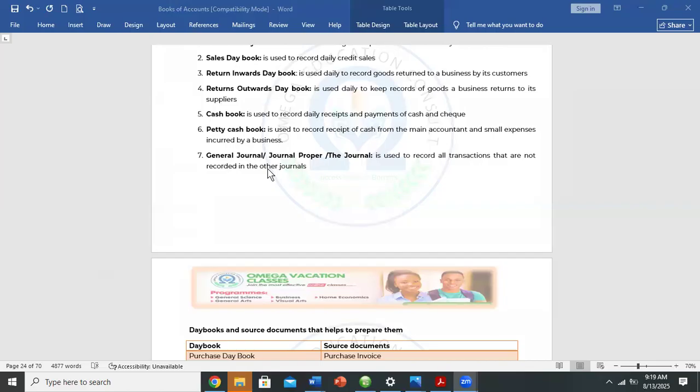Now, if you are passing that entry, you can't record it in any of these daybooks because these 6 daybooks do not record errors or correction of errors. So you can only do that in the general journal. So I've given you 3: sale of asset on credit, purchase of asset on credit, and correction of errors. I think we'll add on when we get to preparing the general journal.